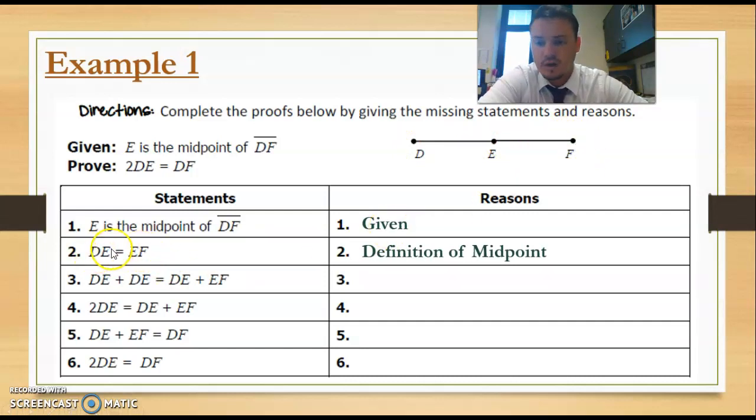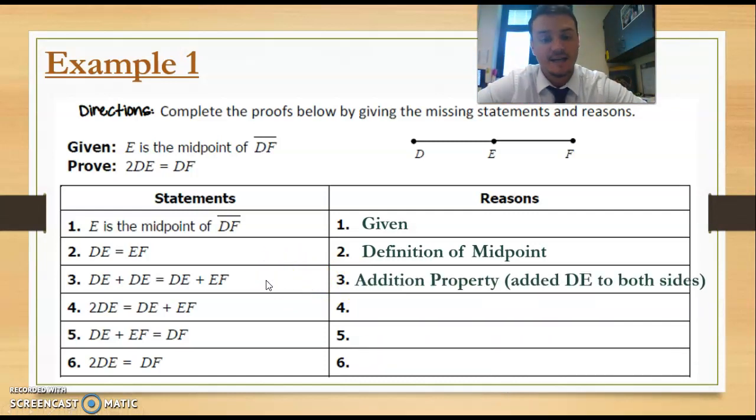Next up, look at what happened from 2 to 3 here. We have DE equals EF in statement 2. And now we have DE plus DE equals DE plus EF. So what they did is they added DE to both sides in this equation. So if they're just adding the same term to both sides in the equation, that is addition property of equality because we added DE to both sides. Now, from statement 3 to statement 4, the right-hand side didn't change at all, but on my left-hand side, all we did was we simplified this and rewrote DE plus DE as 2DE. So we simplified or combined like terms.